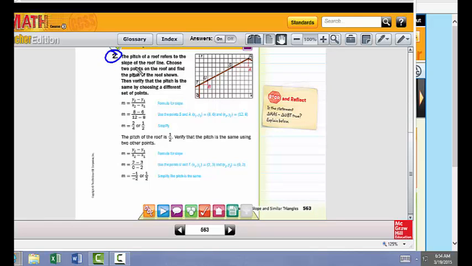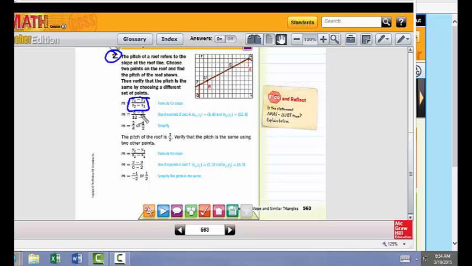The pitch of a roof refers to the slope of the roof line. Choose 2 points on the roof and find the pitch of the roof shown. Then verify that the pitch is the same by choosing a different set of points. Now you can do this one of two ways. You can look at this and calculate coordinates and do it the way that they're doing it, by doing y2 minus y1 over x2 minus x1. But personally, since this is right here, you can go ahead and look at this. If that's the way you want to do it, go right ahead. That will certainly work. What I'm going to do is take a look at it, and we're just going to do some counting.